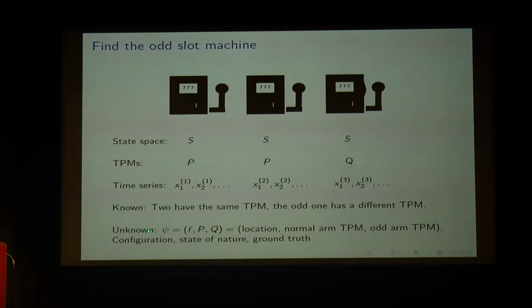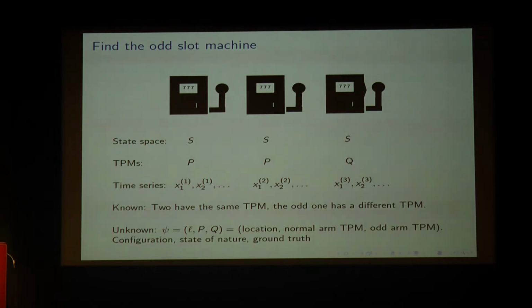So what are the unknowns? I've captured them in this particular variable psi. The first one is the location of the odd arm, or the odd machine. And then P is the transition probability matrix for the normal machine. And Q is the transition probability matrix for the non-odd machine. The only thing that I know is that P is not equal to Q, but otherwise P and Q could be anything. And the odd one could be any one of these 3. So that's the uncertainty in L. So the unknowns are the location, the parameters of the normal arm, and the parameters of the odd arm.